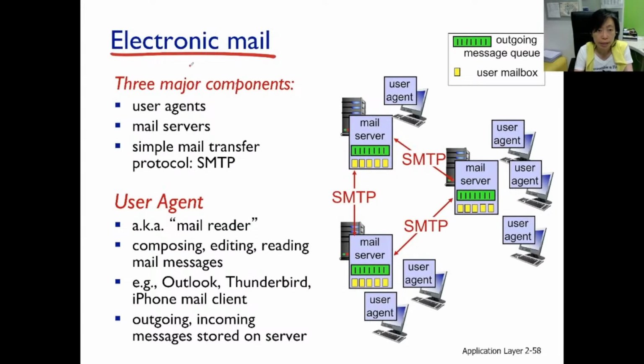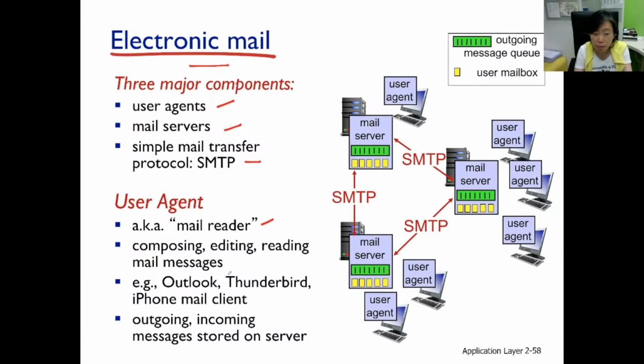The email application has three major components. First is the user agent. This is the software running on the machine closer to the users. And mail servers are the software running on more resourceful machines farther away from the users. Among these mail servers runs the protocol SMTP, the Simple Mail Transfer Protocol. We'll also talk a bit more about that. Let's start from the user agent.